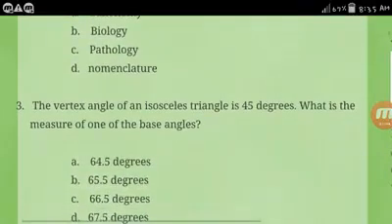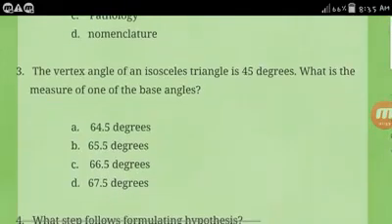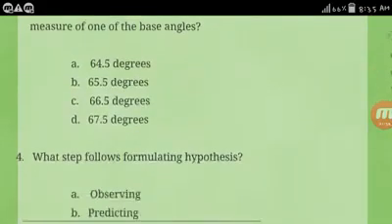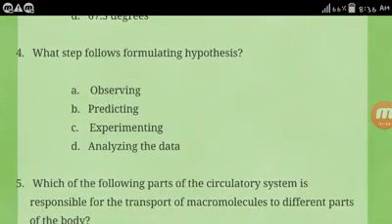Next, number 3, the vertex angle of an isosceles triangle is 45 degrees. What is the measure of one of the base angles? Now, take note this is an isosceles triangle, and the non-congruent angle is 45 degrees. So that means 180 minus 45, that's 135. Now, 135 divided by 2 gives you 67.5. So one of the base angles of the isosceles triangle in this question is 67.5 degrees. Letter D.